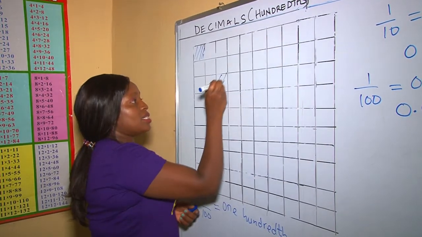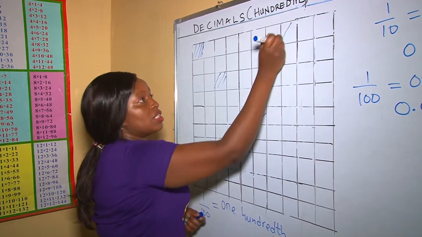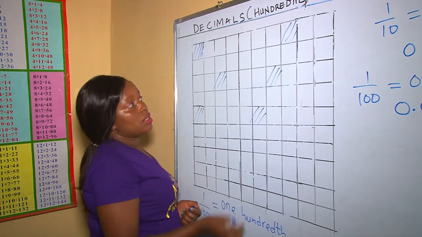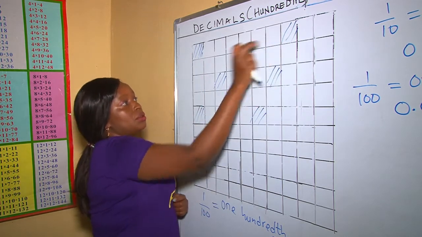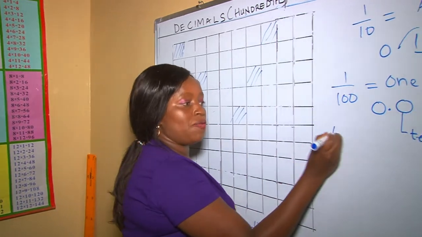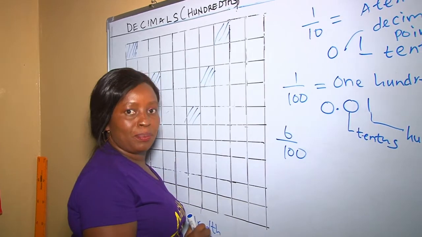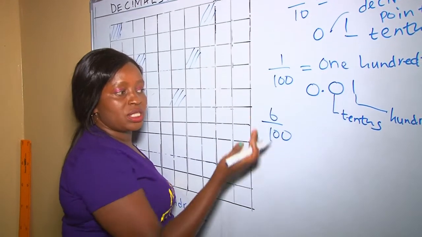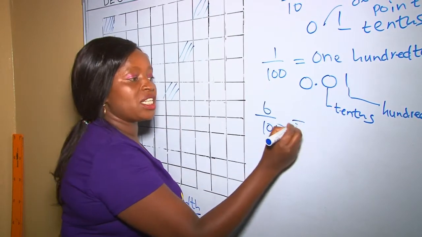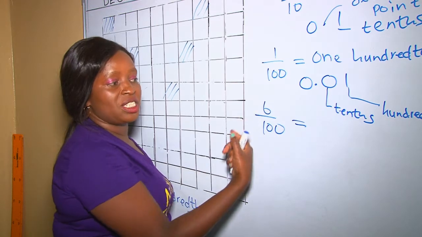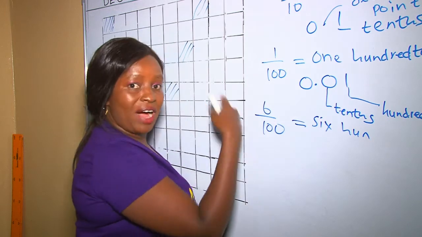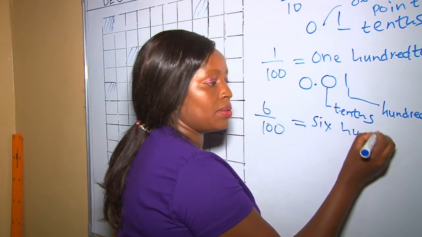What if more parts are shaded? Let's add more parts that are shaded. How many parts are these? 1, 2, 3, 4, 5, 6. These are 6 out of 100 squares. So 6 squares out of 100 squares in this grid are shaded. To write this as a decimal, first of all write it in words, which is 6 hundredths, because it's out of 100 parts.